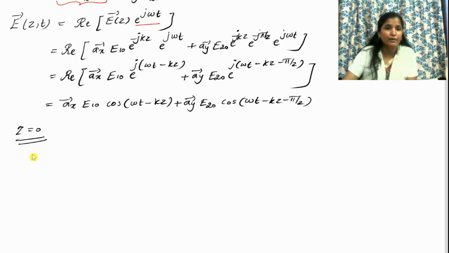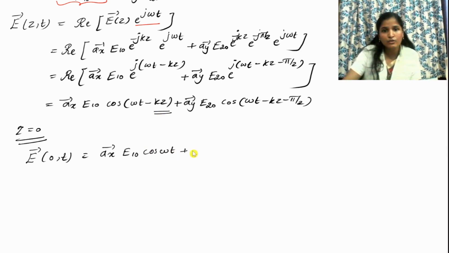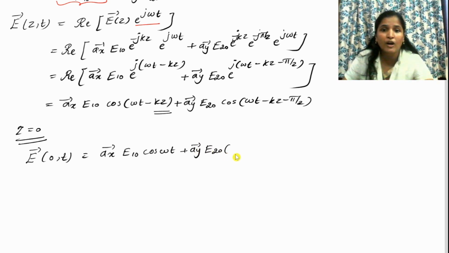So our expression will become E(0, t) equal to a_x vector E1 naught into cos term. If we put z equal to 0, we get only cos omega t. Similarly for the second term, if we substitute z equal to 0, we get cos(omega t minus pi by 2).